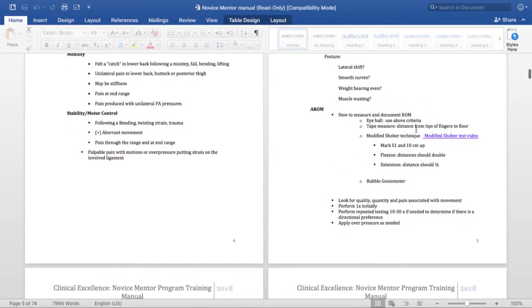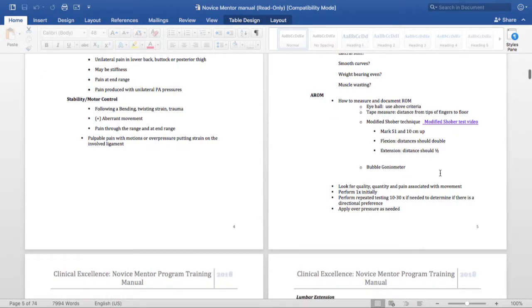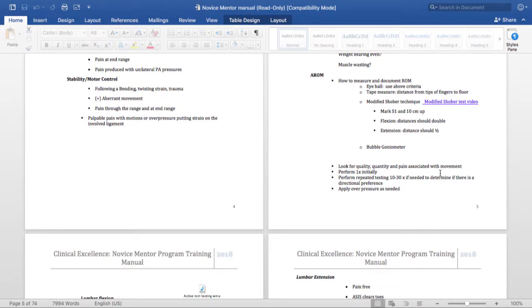How do they find what that range of motion is? They eyeball it. They use a tape measure. So that's Schober's test, which is the video right here. The basic is you're marking T11, T12, comparing it to S1, S2, and as they flex forward, that distance between your spots should increase, double for flexion and half for extension. It's another way to do it, or they could use a goniometer or bubble goniometer.